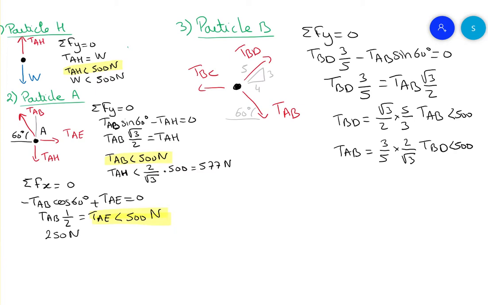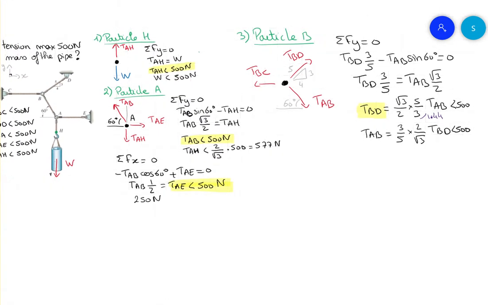Which one is bigger? Square root of 3 times 5 divided by 6, I just made the calculation outside. This one is 1.44. So if TAB equals 500, this one will be more. So the one that we need to be less is TBD. TBD should be less than 500.